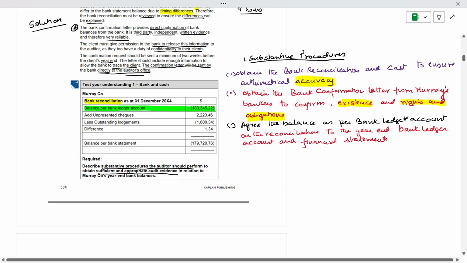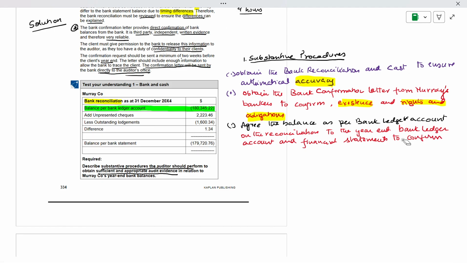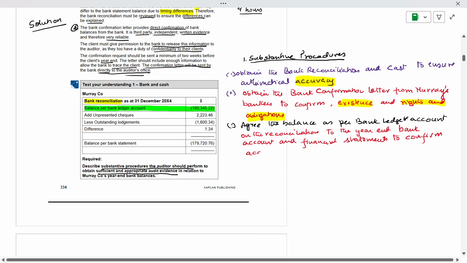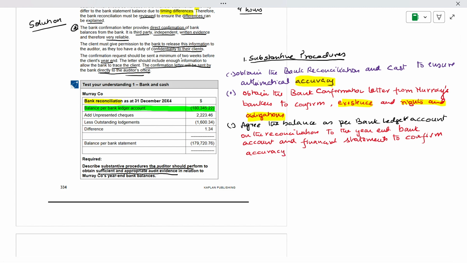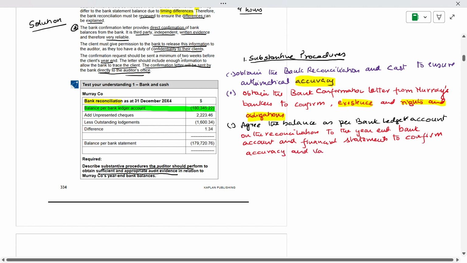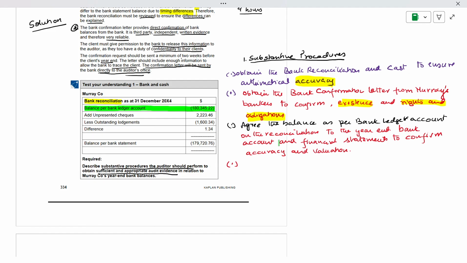Why are we doing this? To confirm the accuracy and valuation. What are the assertions we are doing? We are doing the assertions of accuracy and valuation.